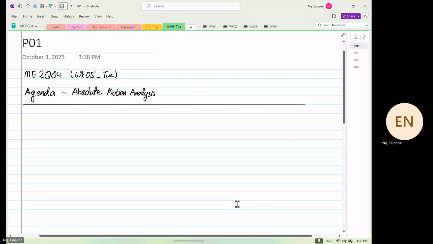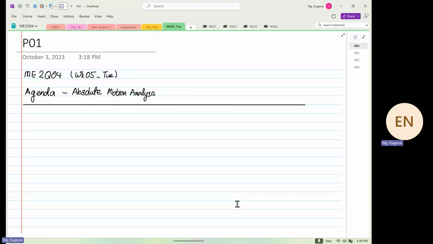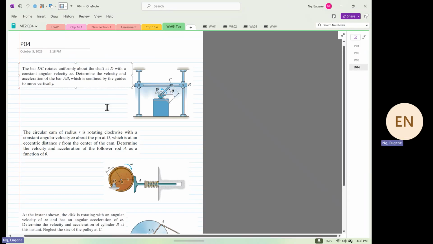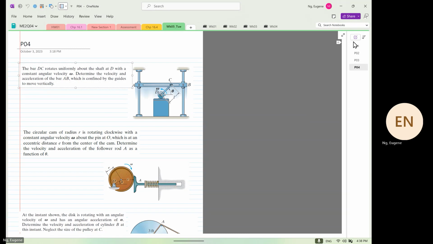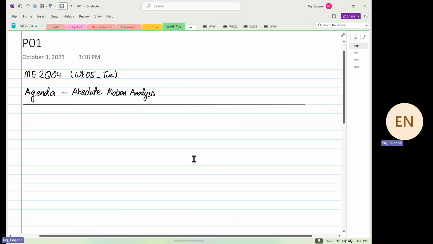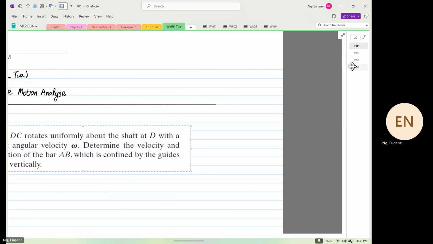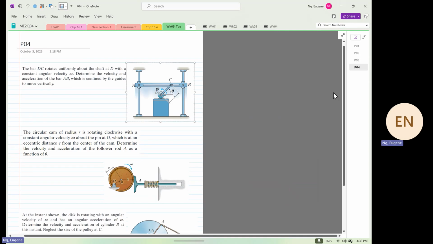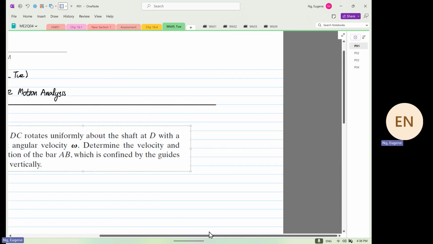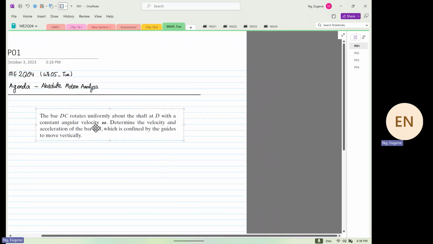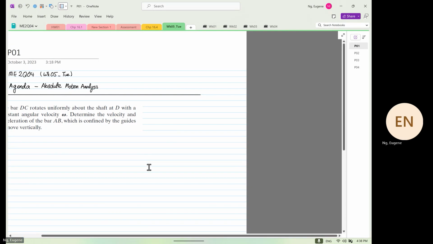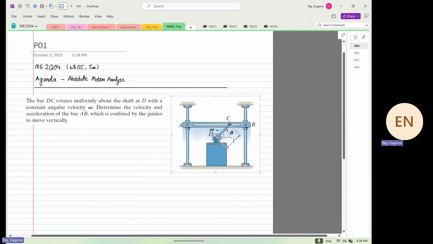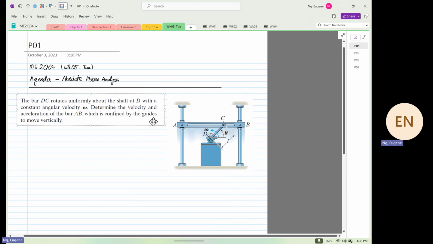We are going to do an absolute motion analysis. Let's look at the question first. It's not that bad. Once you can do vibration, all these are really easy, I think. So we're going to solve a problem like what you see over here.